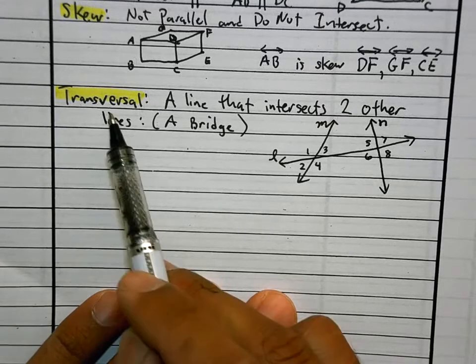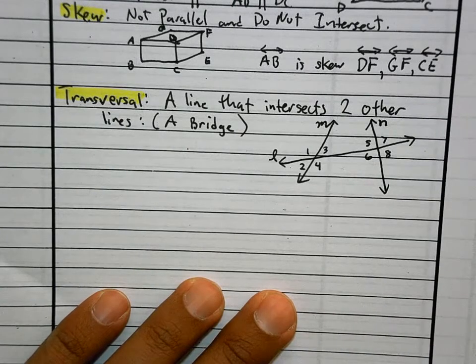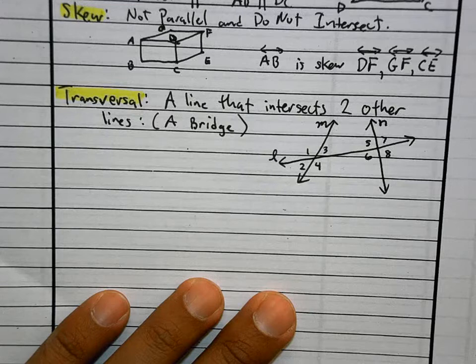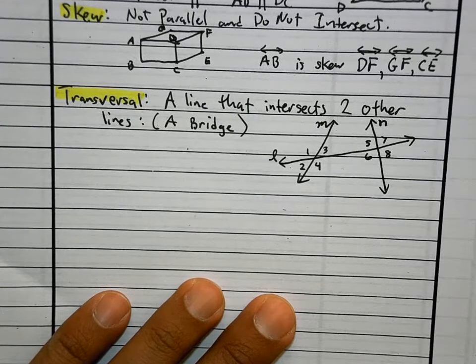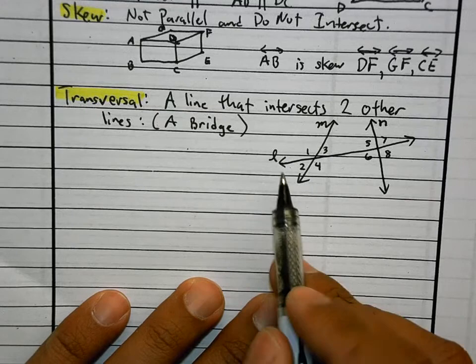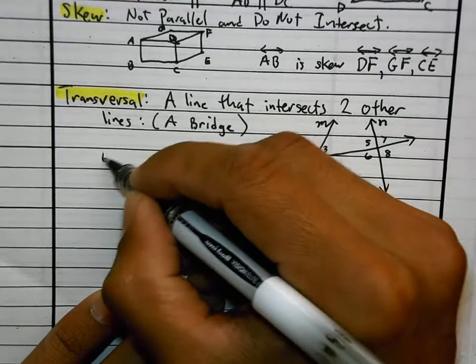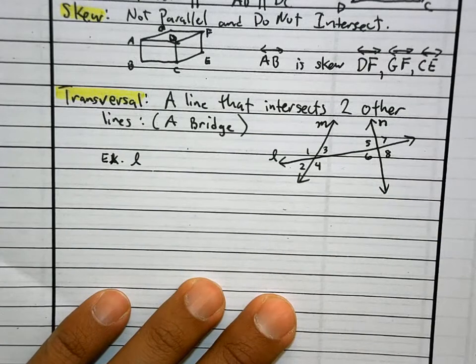So a transversal is the one that's the bridge, the one that connects the two other ones that it's going through. You have three choices here. Which one is the transversal? Is it L, is it M, or is it N? If you think you know, say it out loud. The transversal is line L. Example, line L is the transversal.